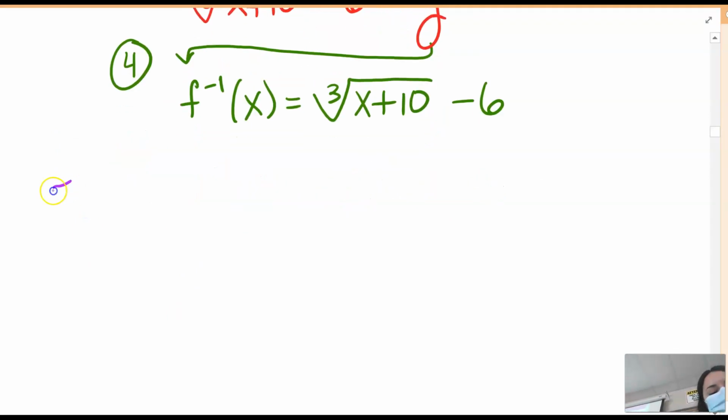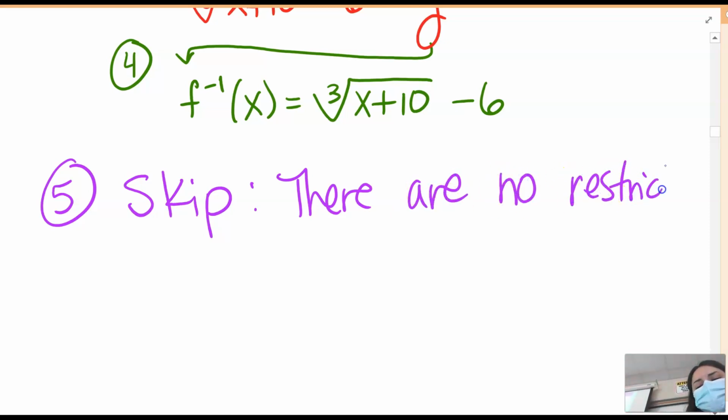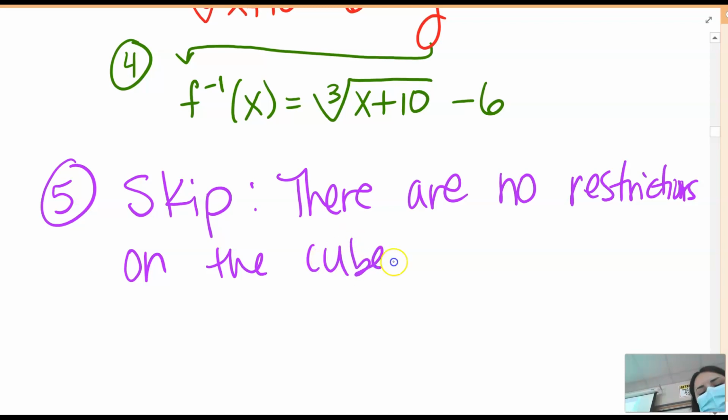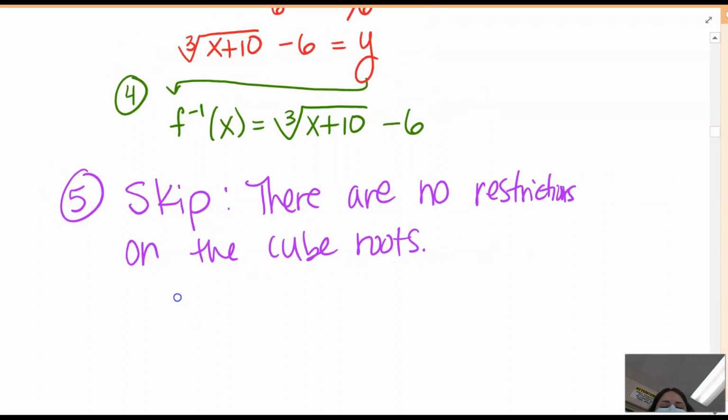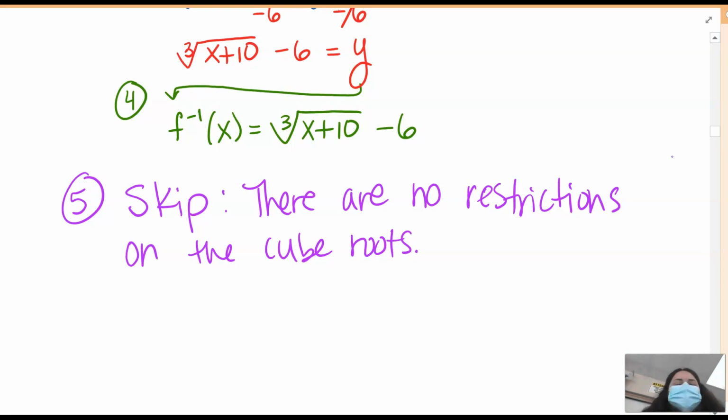Okay, then my step number 5 again was to find the restricted domain, but this is a cube root, and because it's a cube root, I do not need a restricted domain. So step 5, we're going to skip. There are no restrictions on the cube roots. So we do not have to find the restricted domain, okay? There's no restrictions, so you skip step 5 for the cube roots, okay?